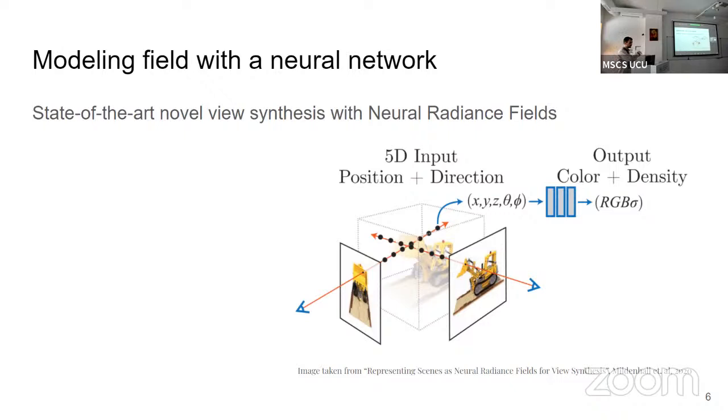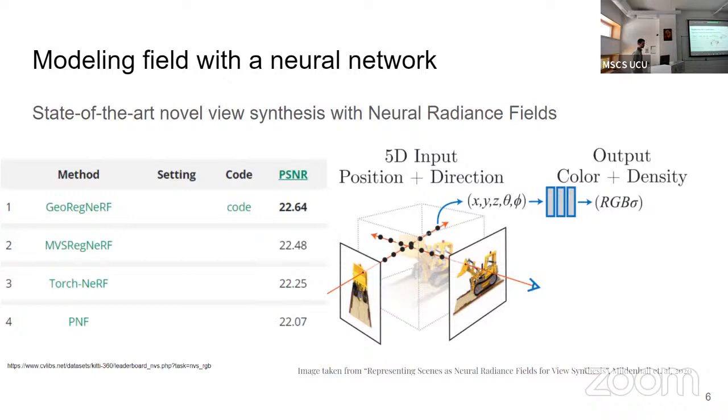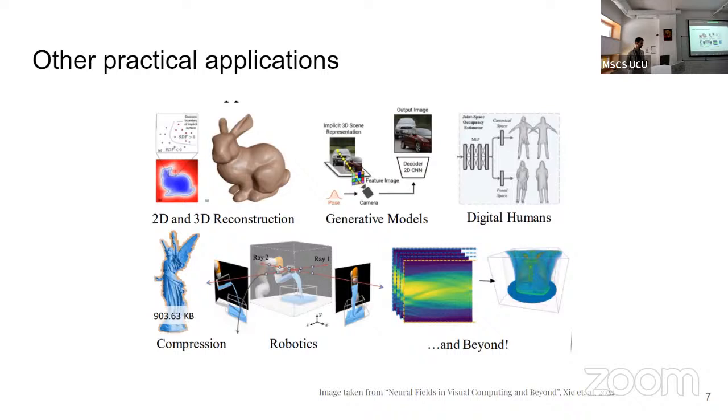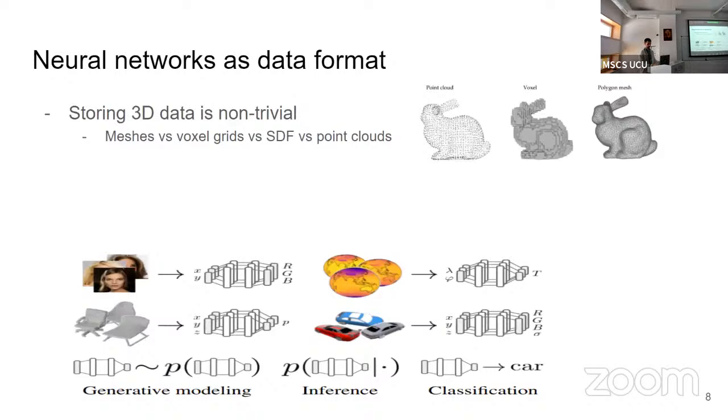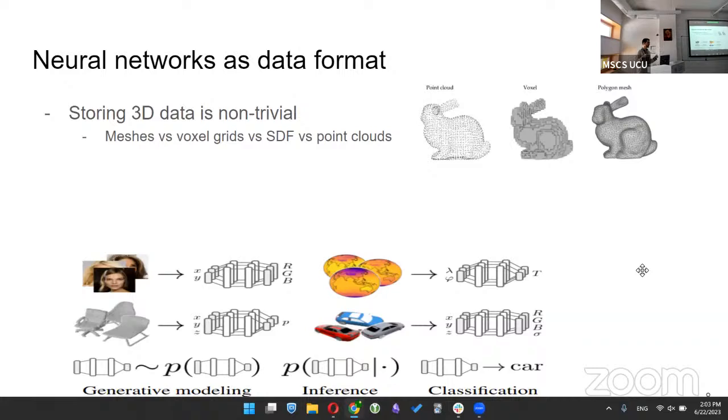This goes like this. A neural network takes as input three coordinates plus two viewing angles and returns the RGB color and density. At inference time, this is used by the renderer to produce the final picture. And at training time, we have a much simpler problem for the neural network to model. If you look at any leaderboard regarding the 3D task, you will probably see that NeRF models are at the top nowadays. But besides 3D, there are a lot of other applications in other areas, for example data compression and robotics.